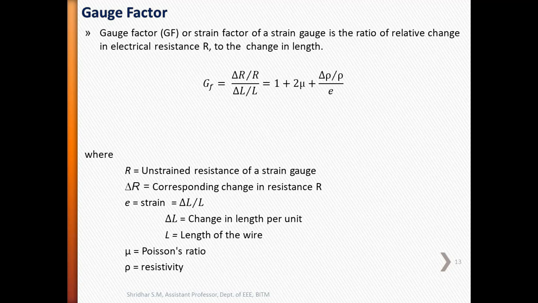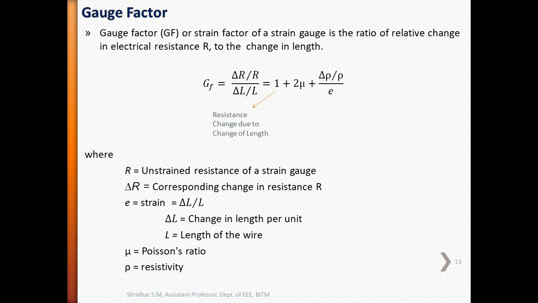It is also called the strain factor, and it is given by the equation GF equal to delta R by R divided by delta L by L. Rearranging this equation, we get 1 plus 2 mu plus delta rho by rho E, where R is the unstrained resistance of a strain gauge, delta R is the corresponding change in resistance R, E is the mechanical strain, which is delta L by L, where delta L is the change in length and L is the length of the wire, mu is Poisson's ratio, and rho is the resistivity.